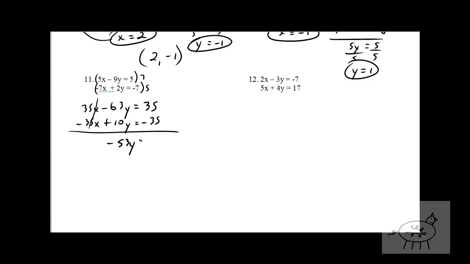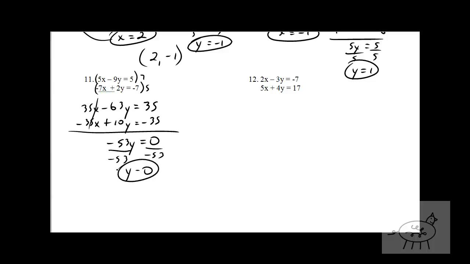Now again, don't say no solution. This is not no solution. Okay, it's an answer. The variables didn't cancel. If this was a 0y here and it canceled, then it would be no solution or infinite solutions. But this one, you got to divide by negative 53. And again, be careful. This is y equals 0.